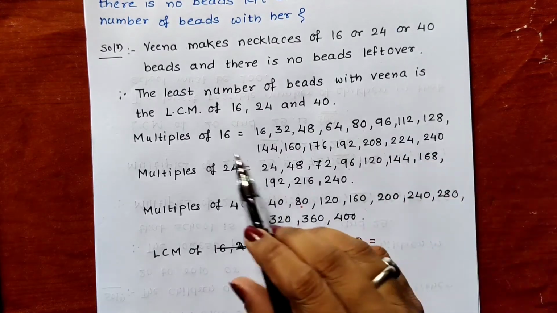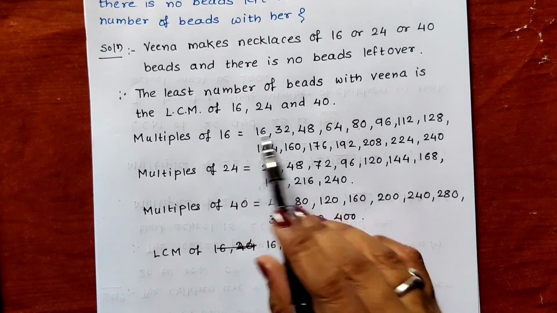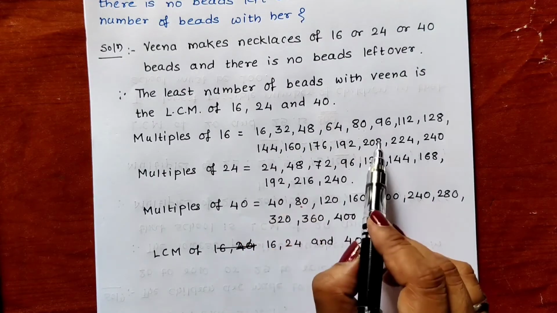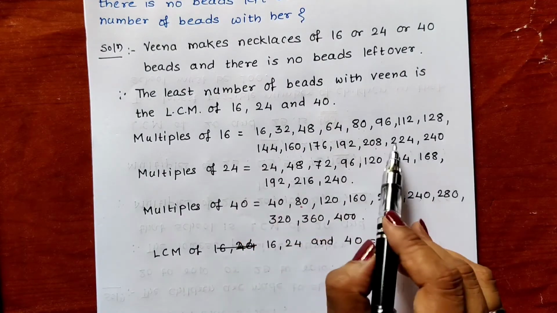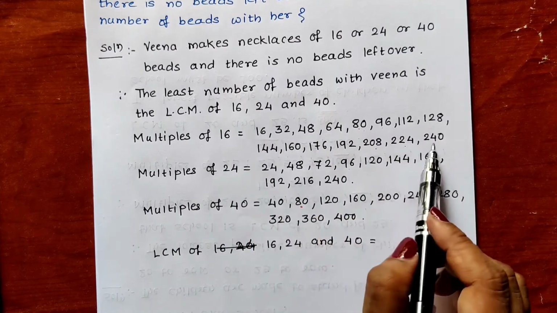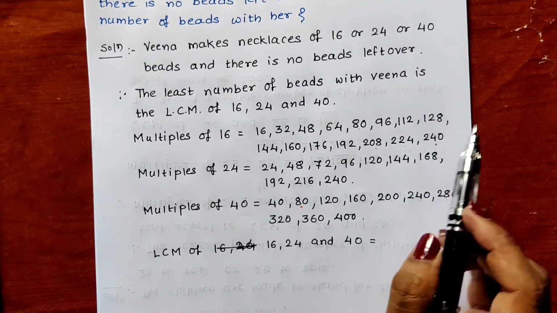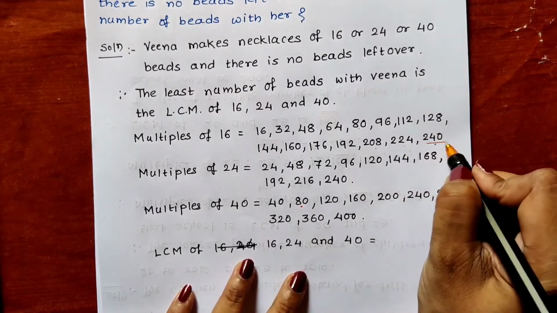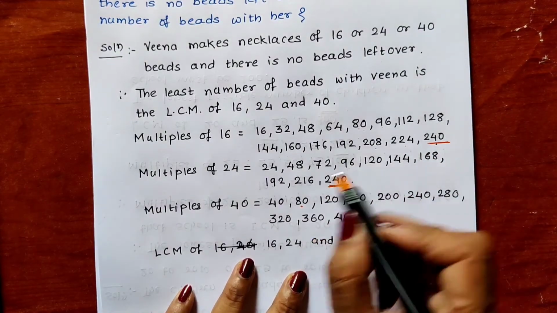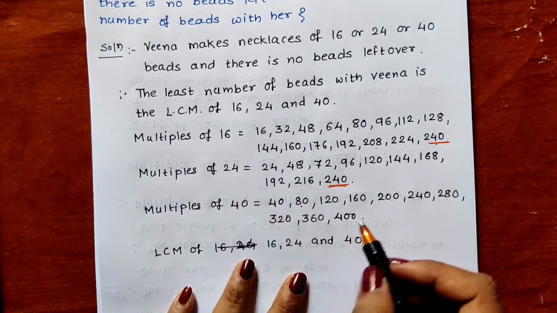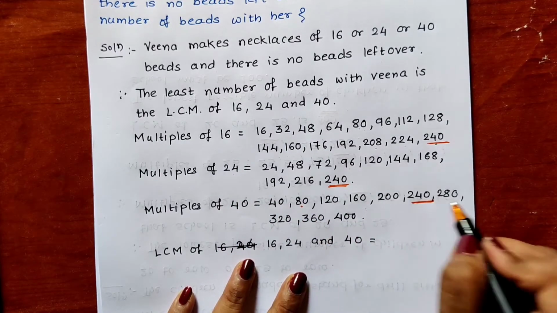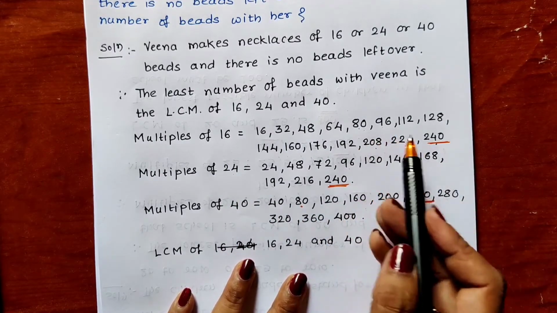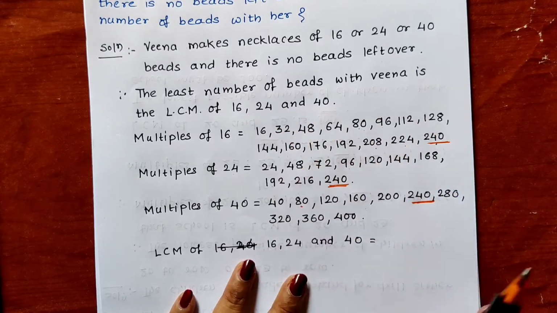Okay, so 16 11s are 176, 16 12s are 192, 16 13s are 208, 16 14s are 224 and 16 15s are 240. Till 15s we have to extend, so that we can get the common multiple in all these three multiples. In the multiples of 16, 24 and 40, we get 240 is the lowest common multiple. Before 240 there is no common multiple.